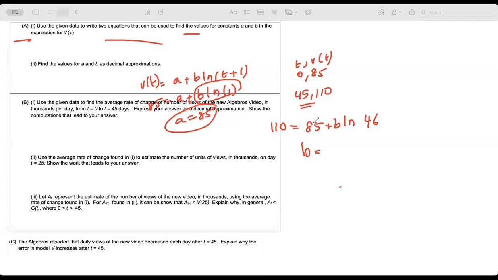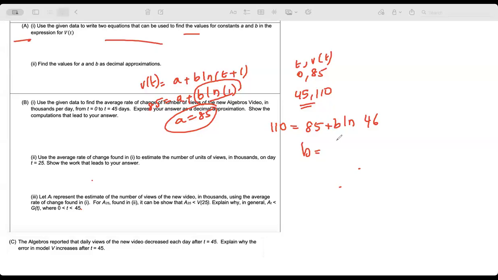Okay, let me finish, guys. So now A equal to 85 we found out. So B equal to what? Plug this into the calculator and you have to find the B value. B value equal to 6.529. How did I find it?